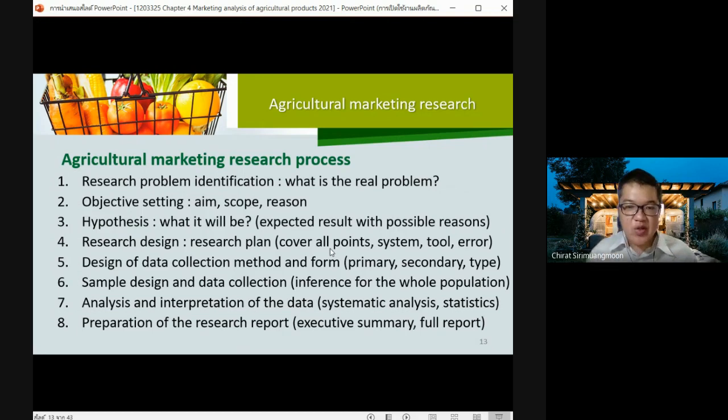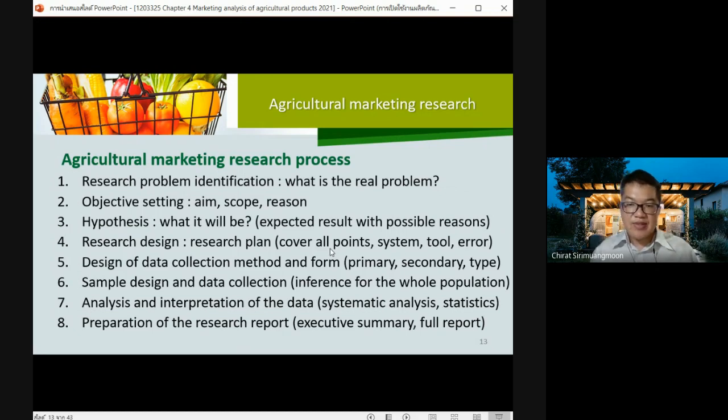And then what is your hypothesis? Hypothesis is actually what it will be, or what is the expectation from this research. So I would say the expected result should be linked with the possible reason. If you expect to have something, make sure that you have some reason to support that hypothesis, like this way.